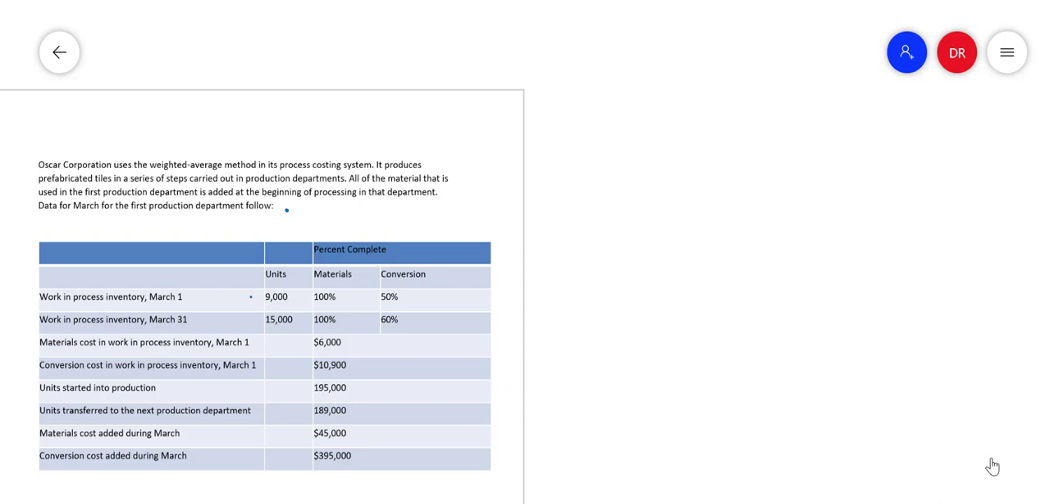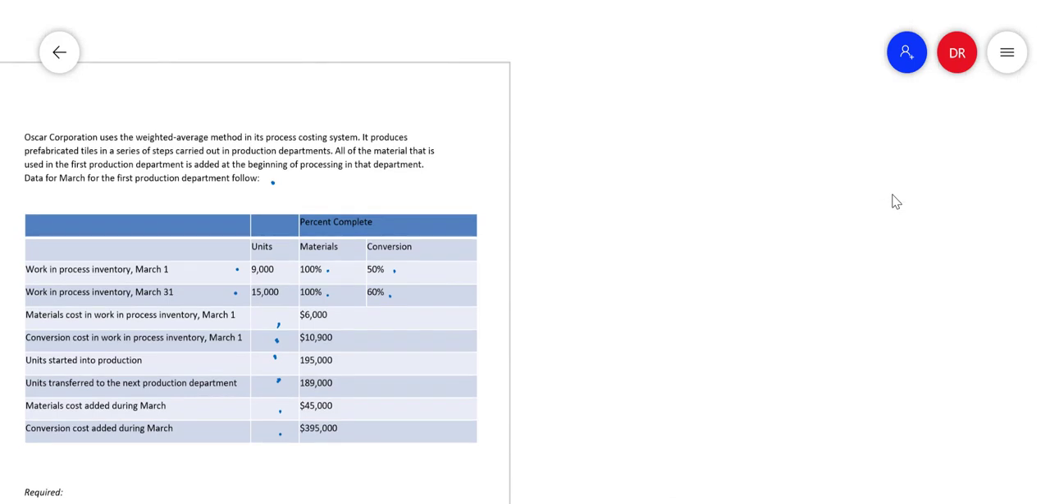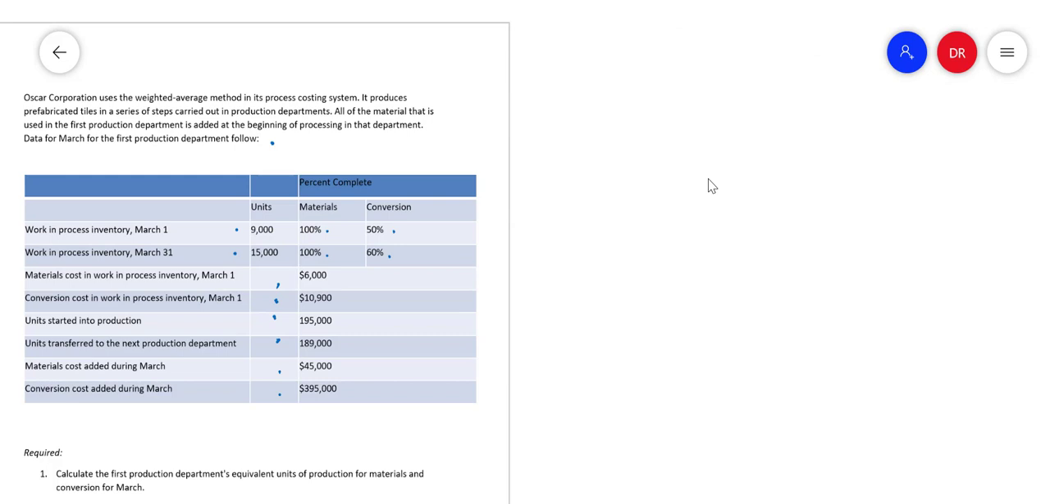They have beginning work in process, ending work in process in total, how much completion they have for materials and conversion, and then they list all the cost out here. So we have materials cost, beginning work in process, conversion cost, beginning work in process, units started, materials added, and so on. So the first step that we need to do, according to the requirements, is to calculate the department's equivalent units. Okay, so for number 1, equivalent units is what we're after.